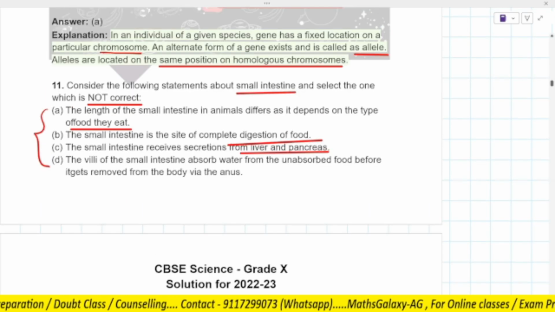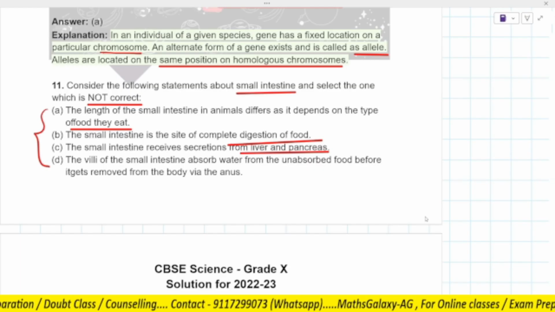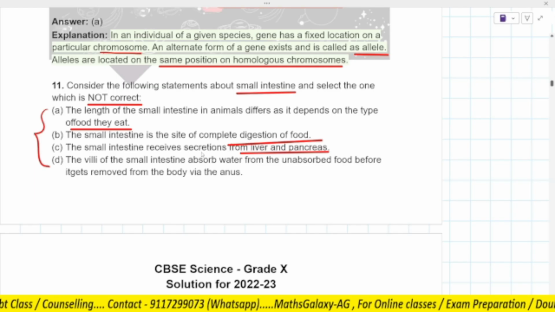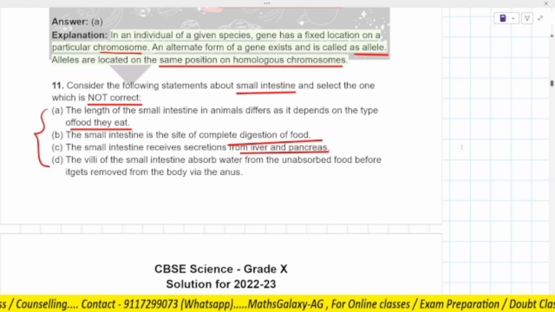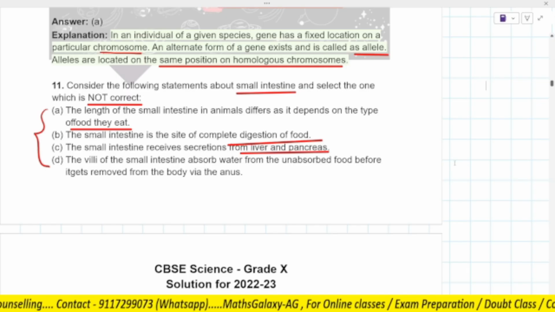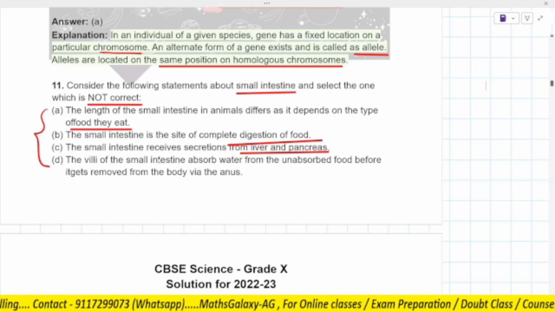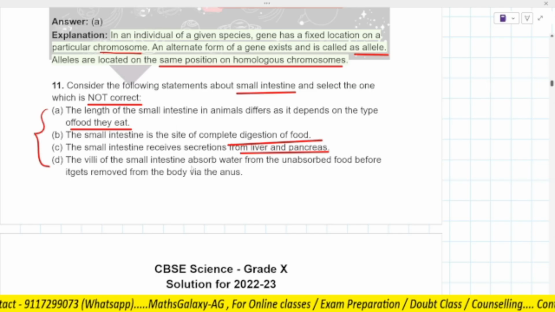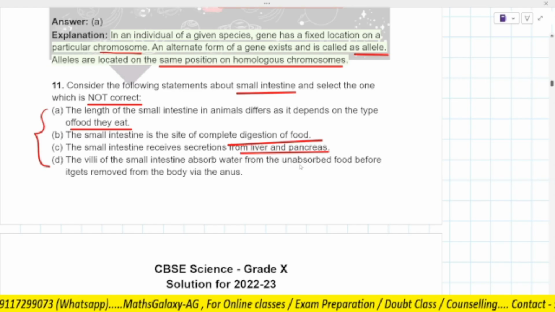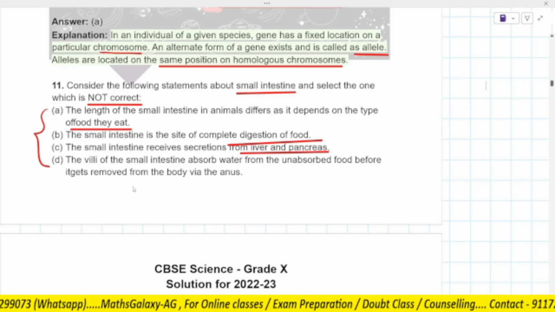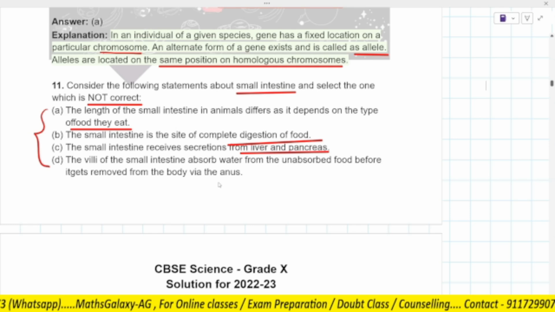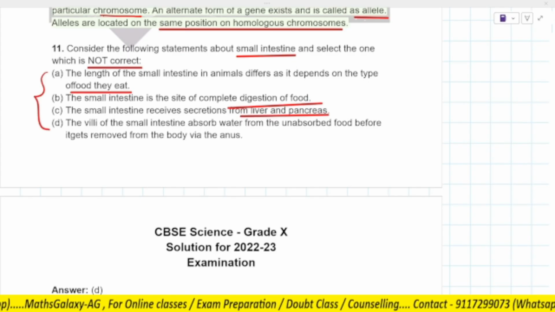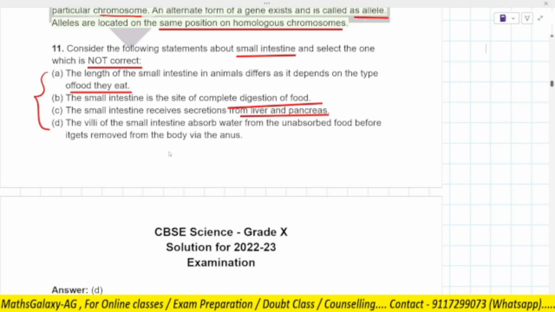Let's see here the question. It said that the length of the small intestine in animals differs depending on the type of food they eat. So yes, okay. The small intestine is the site of complete digestion. Yes, correct. The small intestine receives secretions from liver and pancreas. Yes. And the villi of the small intestine absorb water from the unabsorbed food before it gets removed from the body. No, this part takes place in the large intestine. So that's why this is the wrong statement.